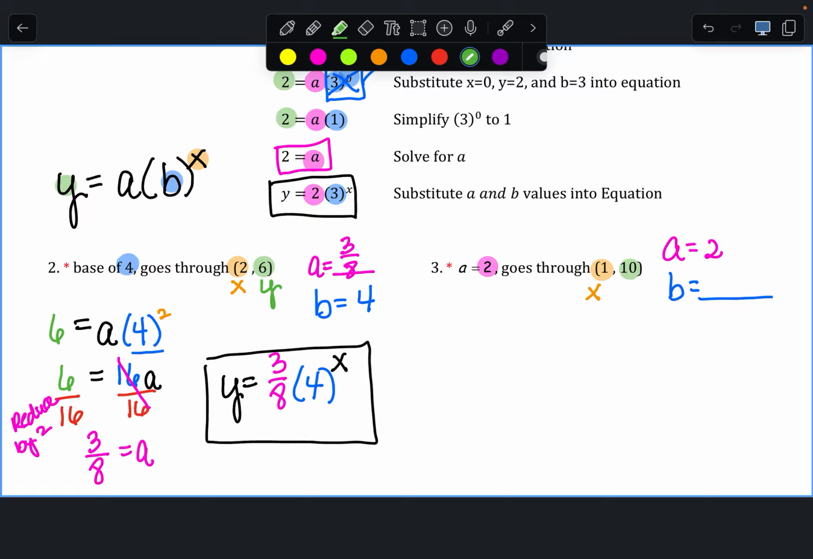So now we have 10 equals 2b. So I'm going to divide both sides by 2. When I do that, I get b is 5. So once I have these two things, I just put them in the handy-dandy formula and I'm done. y equals 2 times 5 to the x power. And that's my final answer.